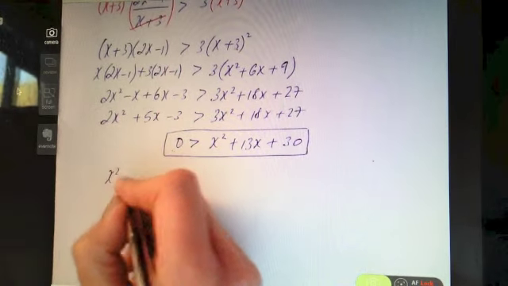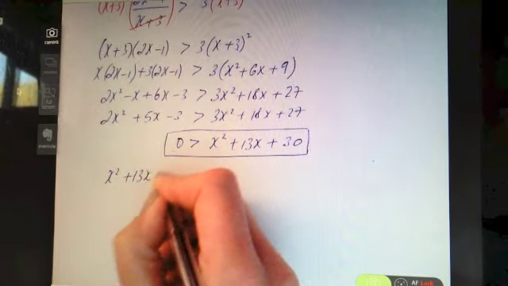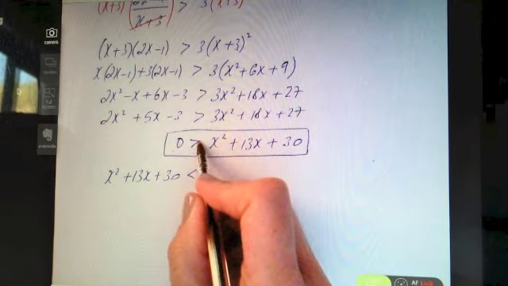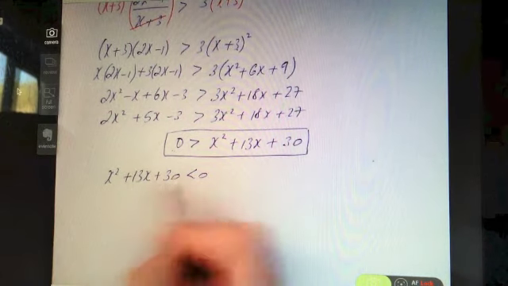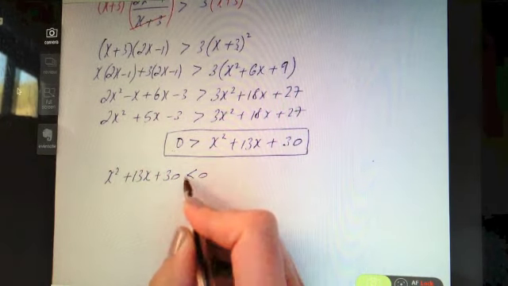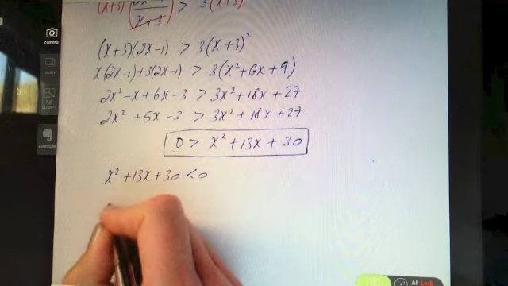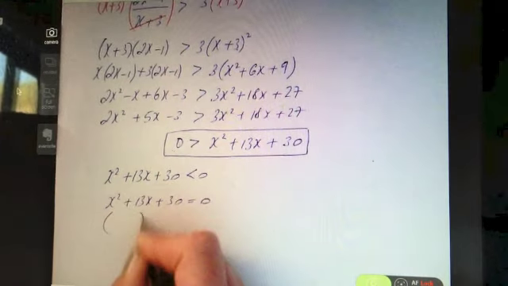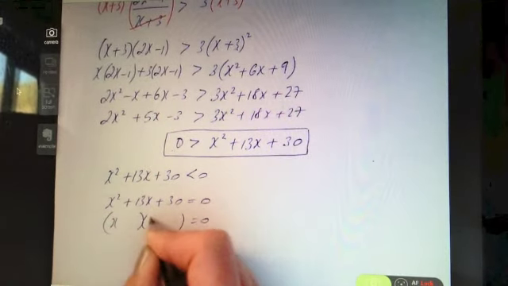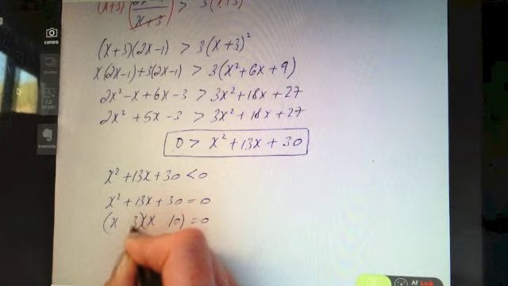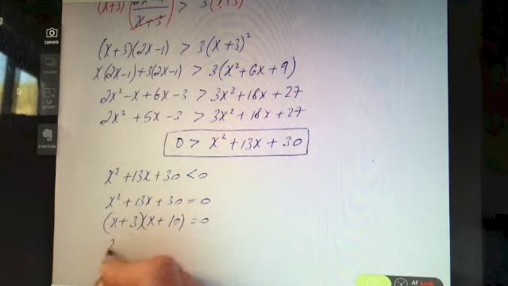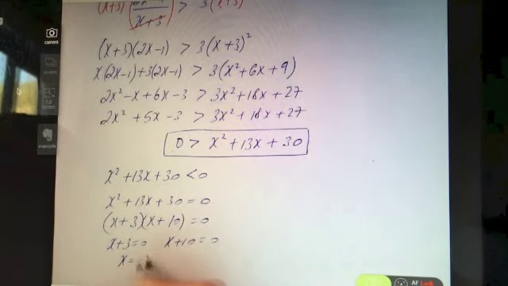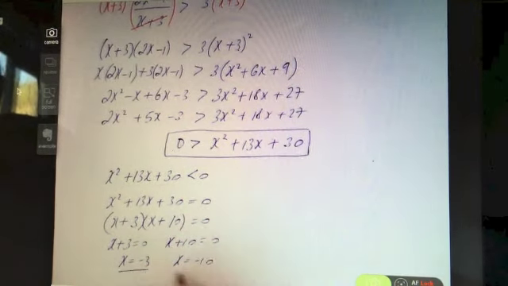So as always, find the roots first. It is less than 0, okay? You see the quadratic has the smaller side, so make sure if you're rewriting it out, the quadratic will still have the smaller side facing it. So solving this first to get the roots, I'm going to factorize, and I get 10 and 3, plus and plus. So I have x + 3 = 0 or x + 10 = 0. So x is equal to −3 or x is equal to −10.